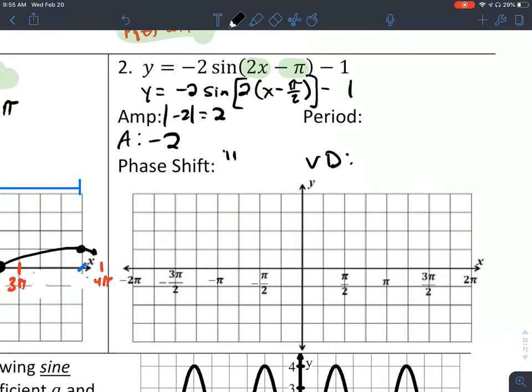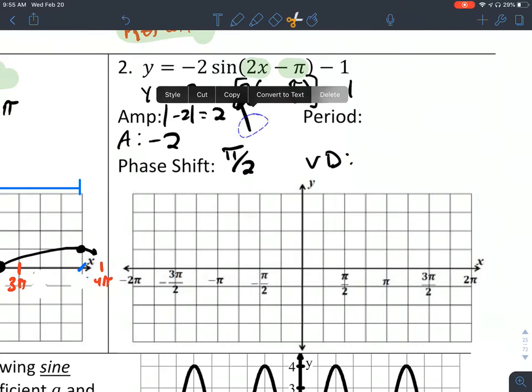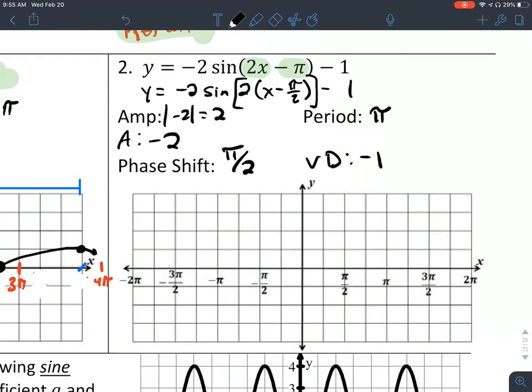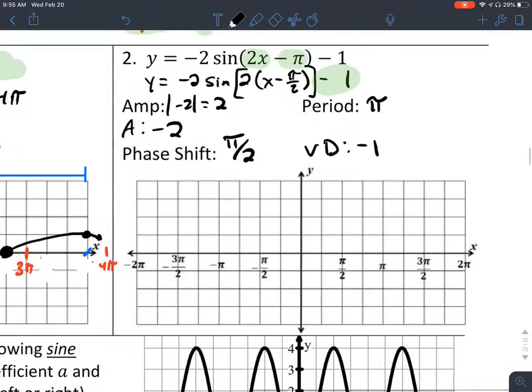The phase shift is pi over 2. It's whatever you're subtracting from x, as long as the coefficient of x is 1. The period for this 2 shrinks the graph horizontally by the reciprocal of 2, by 1/2. So what that means is the period was 2 pi. It gets cut in half. The period is now pi. Vertical displacement is the number you're adding or subtracting at the end. That's a -1, so everything shifts down 1.